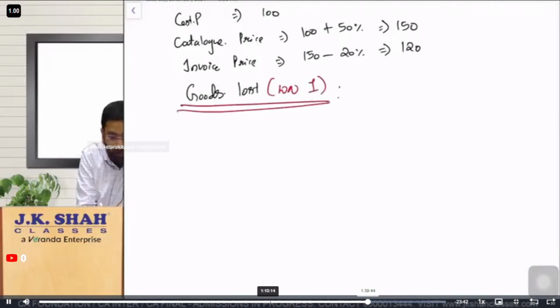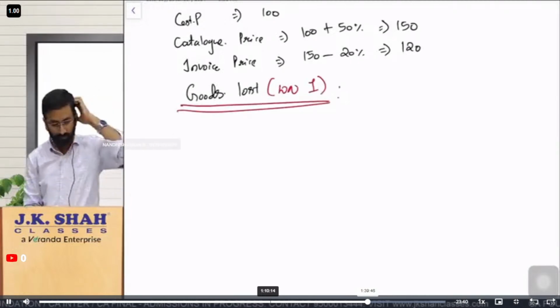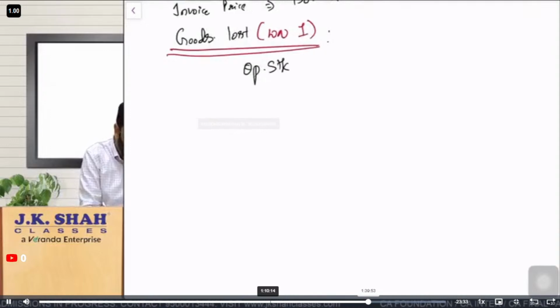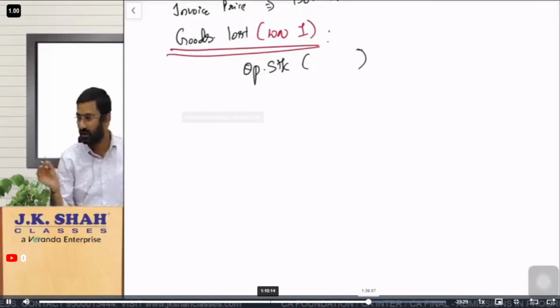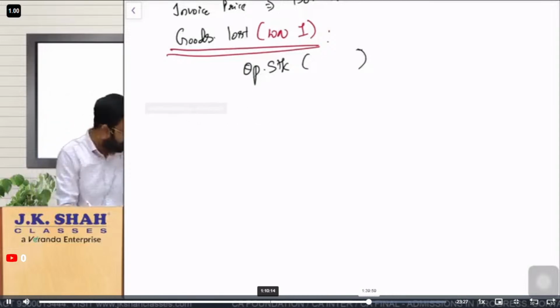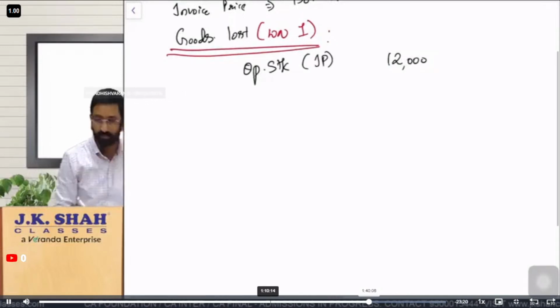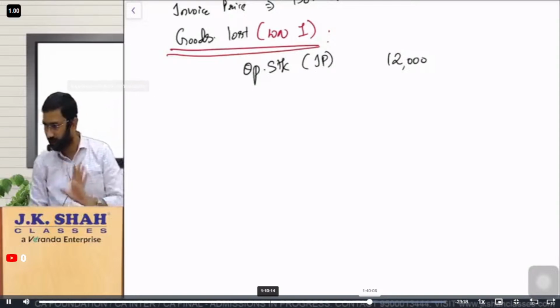Calculation of goods lost. Now, one by one. Can you tell me how much opening stock is at the branch? It's given, raw. You just look at the question and give me the figures. Opening stock at branch 12,000. Which price? Invoice. So this is IP. So the branch has 12,000 stock, which is at IP.